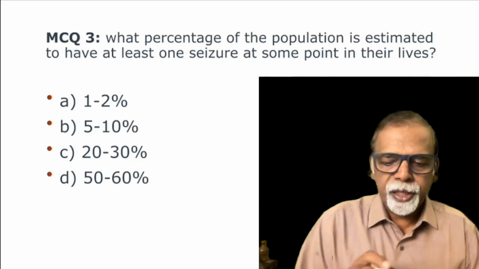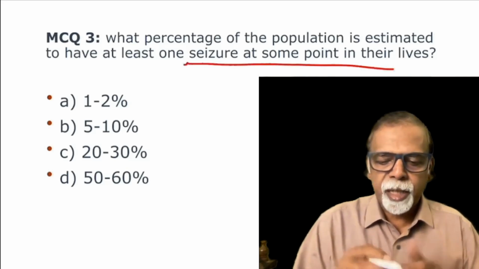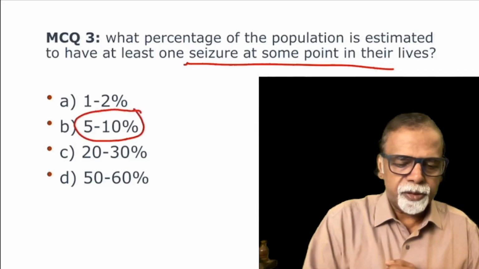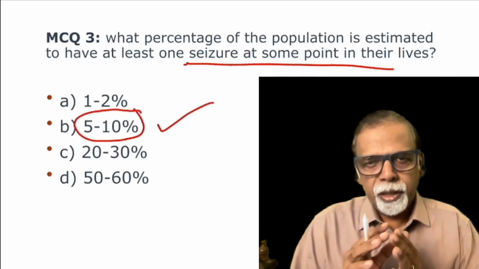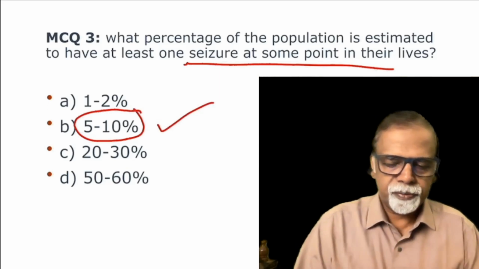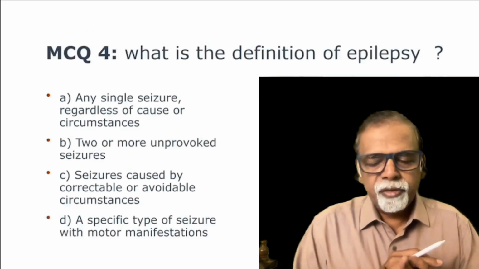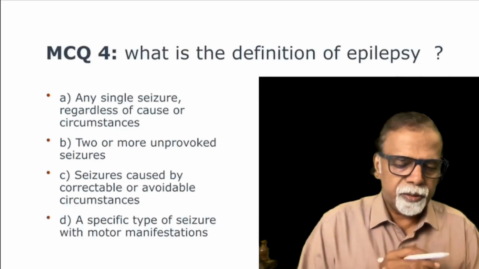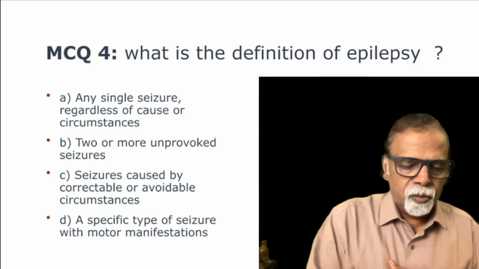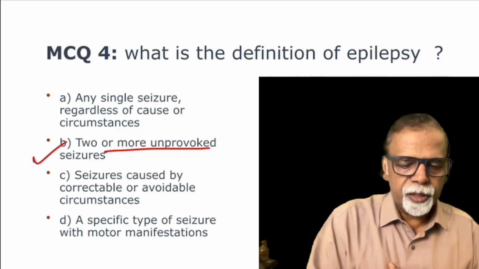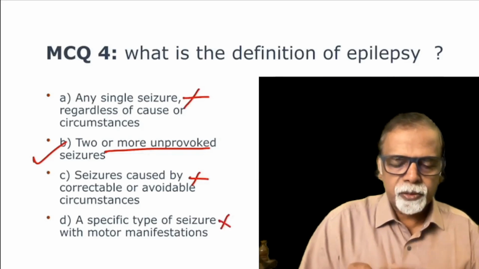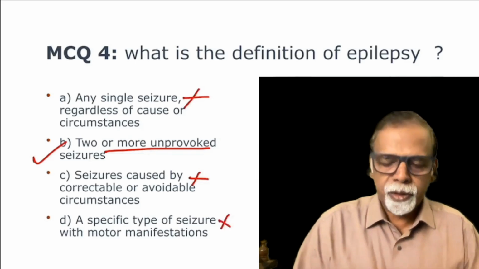What is the percentage of the population estimated to have at least one seizure at some point in their life? It is approximately 5 to 10%. So if you live sufficiently long, the chance of getting a seizure is 5 to 10%. What is the definition of epilepsy? Again, we have defined it. Two or more unprovoked seizures. Any single seizure is wrong, a specific type of seizure is wrong. So epilepsy is a tendency to have recurrent seizures.